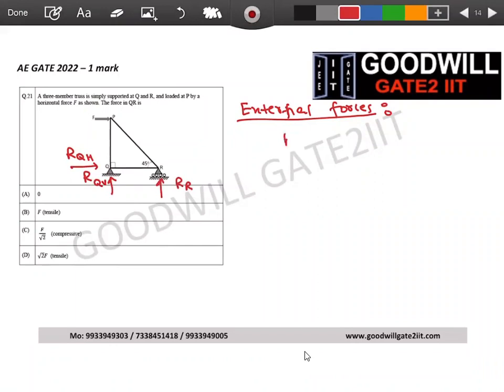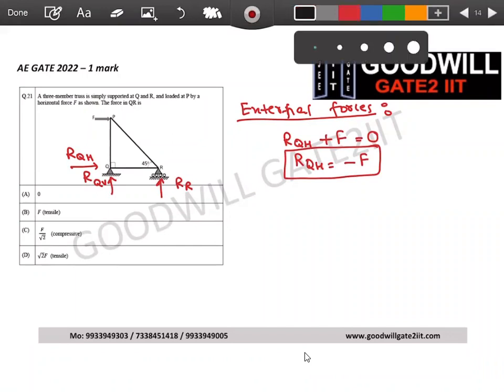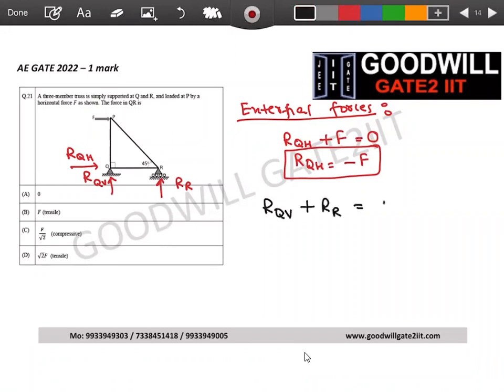So I'll apply sum of horizontal forces: RQH, which is the horizontal reaction, plus force F is also going in this direction, so I'll equate it to 0. So what reaction did I get? Reaction at Q in horizontal direction is nothing but equal to minus F. Minus means what? Whatever direction we have assumed, please go in the other direction. It's fine. Let's calculate the vertical forces now. So vertical reaction at Q plus vertical reaction at R, and there is no external force, guys, to balance it.